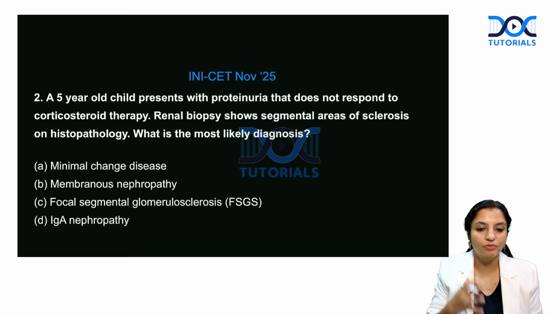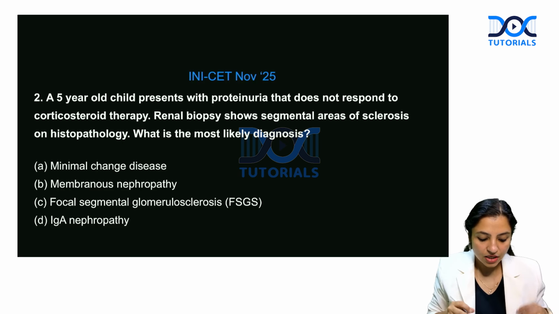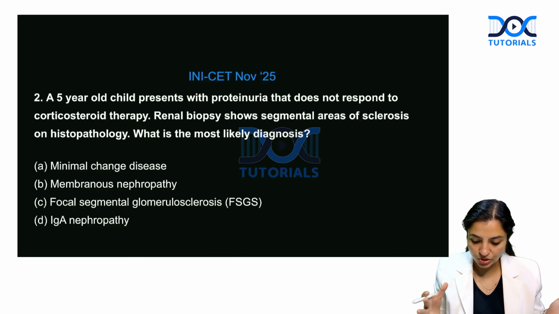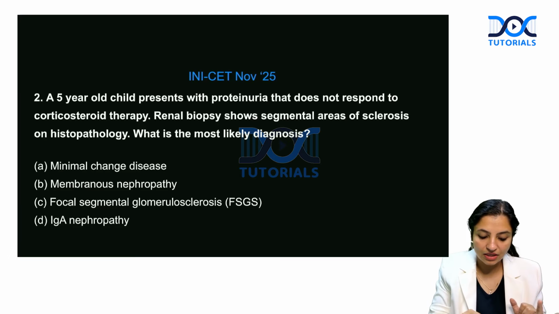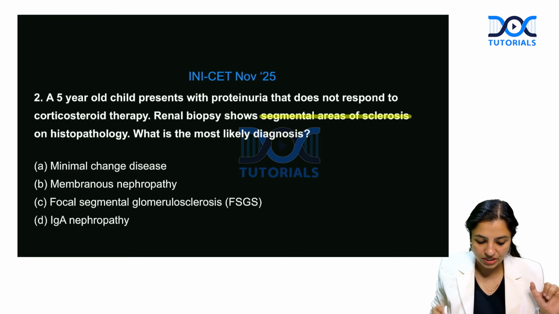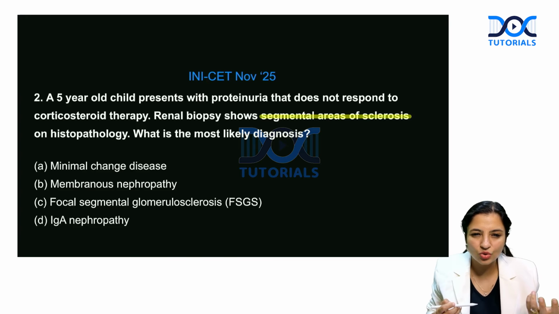So now let's come to question number 2 here. What does question number 2 say? This is a 5-year-old child presents with proteinuria, does not respond to steroid therapy. Renal biopsy shows segmental areas of sclerosis on histopathology. So very easy question, okay?